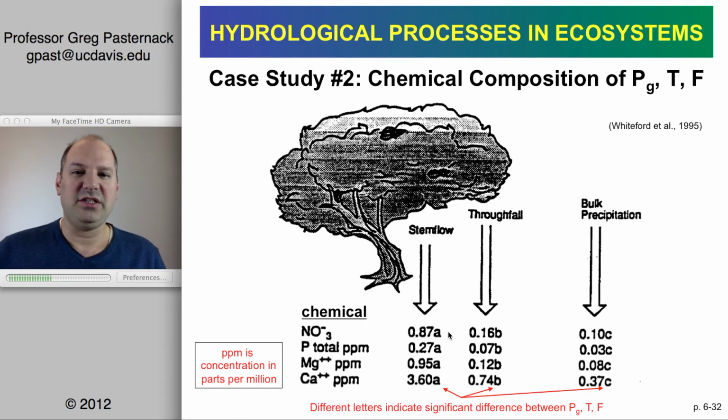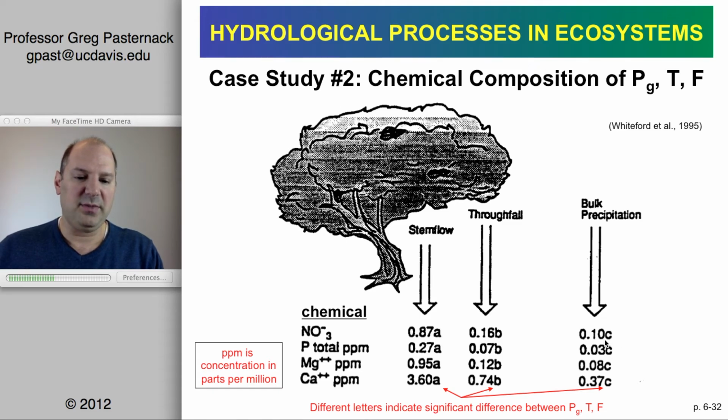Now this is where it gets really interesting, if we look at the chemical composition. First we're going to look at the water and then the soil. So how much of different interesting nutrients are present in gross precipitation, through fall, and stem flow. Let's start with bulk precipitation. They just sampled the rainwater, and it had these amounts of these constituents: nitrate, total phosphorus, magnesium ion, and calcium ion. The units here are in parts per million, ppm, and if you're not familiar with ppm, then I encourage you to look it up. Just as a percent means 1 in 100, a ppm means 1 in 1 million. So they're relatively small amounts of these constituents.